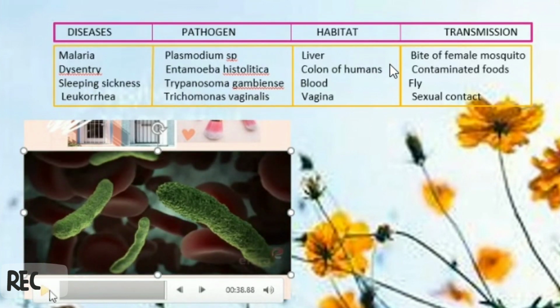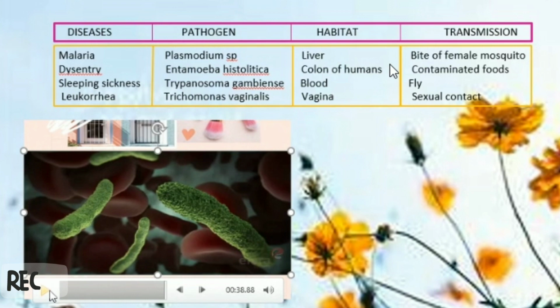Okay, now the second disease caused by protozoa is dysentery, and the dysentery pathogen is Entamoeba histolytica, which lives in the colon of humans and transmits through contaminated food or water. Then the third disease is sleeping sickness, which is caused by Trypanosoma gambiense, which lives in the blood of humans and is transmitted through a fly.